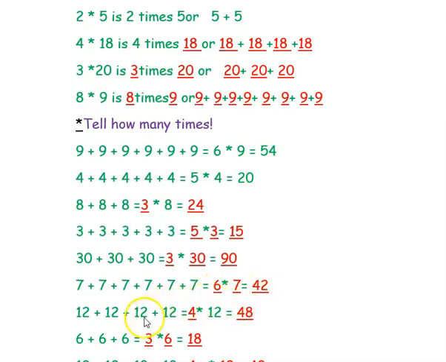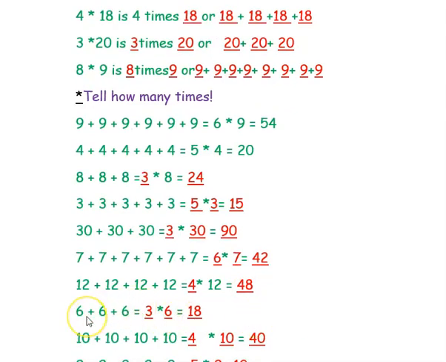The next number is 12. And it is written 1, 2, 3, 4. 12 plus 12 plus 12 plus 12. So, it's written 4 times. So, 12 is repeated 4 times. So, 4 into 12, we know that 4 into 12 is 48.